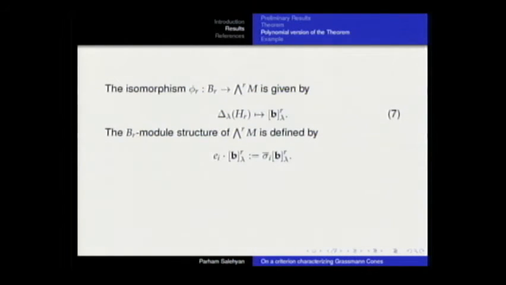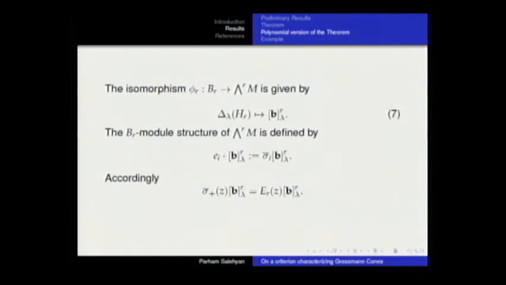The isomorphism between B_R and wedge R of M that I've told before is given by this map. That is, we take the basis of B_R and map it to the basis of wedge R of M. And the B_R module structure of wedge R is defined in this way. The scalar product between the elements of B_R and the basis elements of wedge R is given by this notation here. Remember that sigma I bar are the coefficients of the inverse of sigma plus, as we defined before.